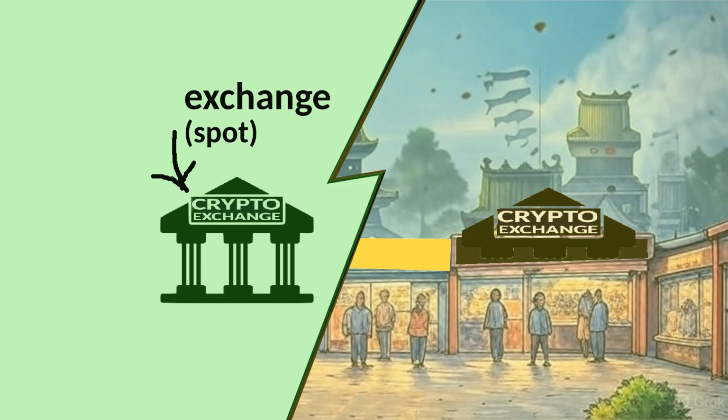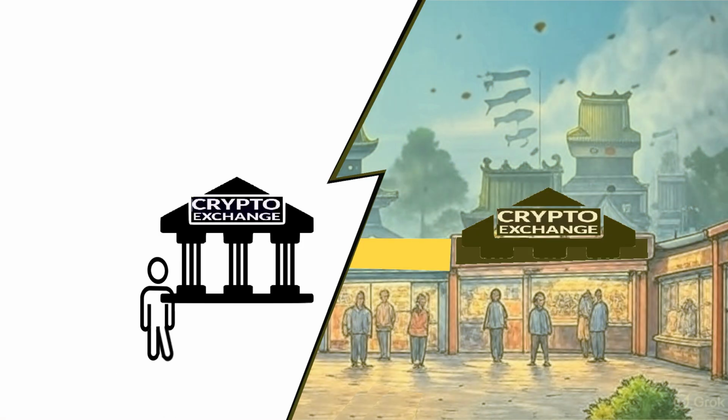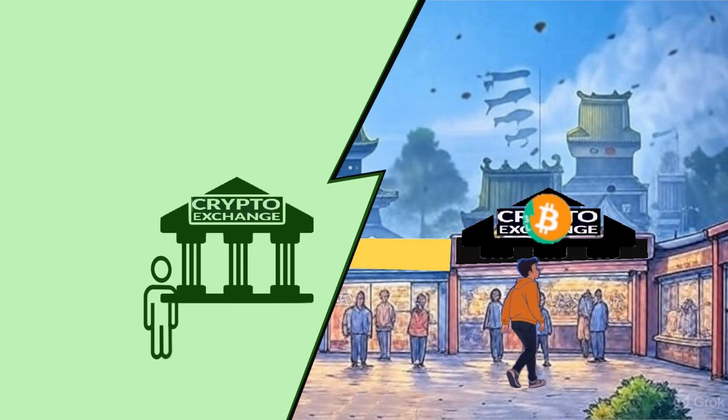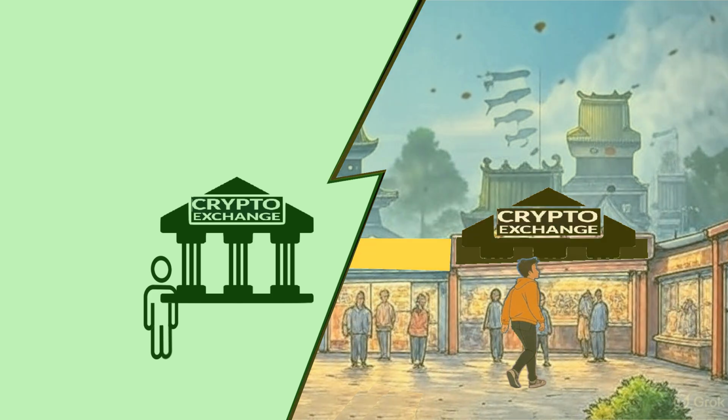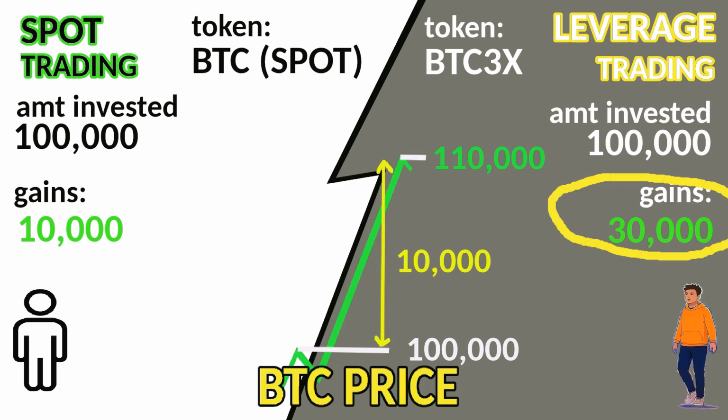They both bought tokens with their $100,000. John bought BTC. Peter bought BTC 3x, a leverage token. Then, the price of BTC rose up by 10%, 100,000 to 110,000. Both of their portfolios gained value. But Peter has more gains due to the leverage.